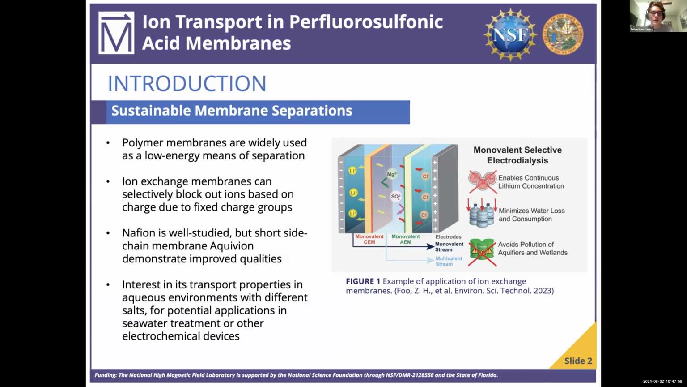Narrowing down on a specific type of this, ion exchange membranes are a type of polymer membrane technology that has fixed side groups that can block out species of equal charge while letting the opposite charge through. An example of that is shown on the right, with electrodialysis being a monovalent selective process. And Nafion is one of the most well-studied ion exchange membranes, especially for fuel cells.